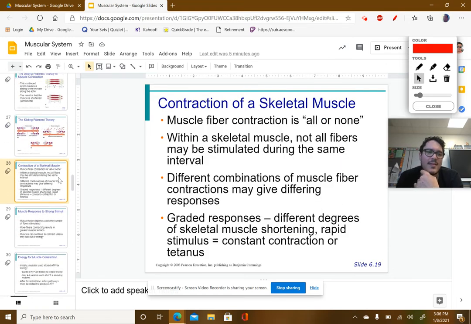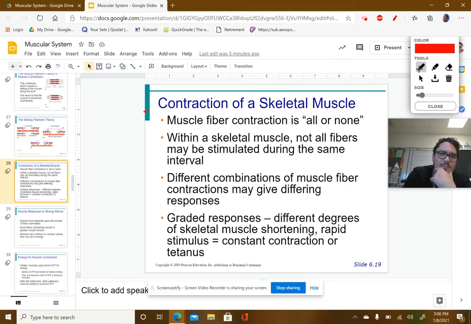All right, so not too much left. Muscle fiber contraction is all or nothing. That's important to understand. So once it starts, it's going to happen, right? But these two bullets here actually make an interesting point. Within a skeletal muscle, not all fibers may be stimulated during the same interval. Different combinations of muscle fiber contractions may give differing responses.